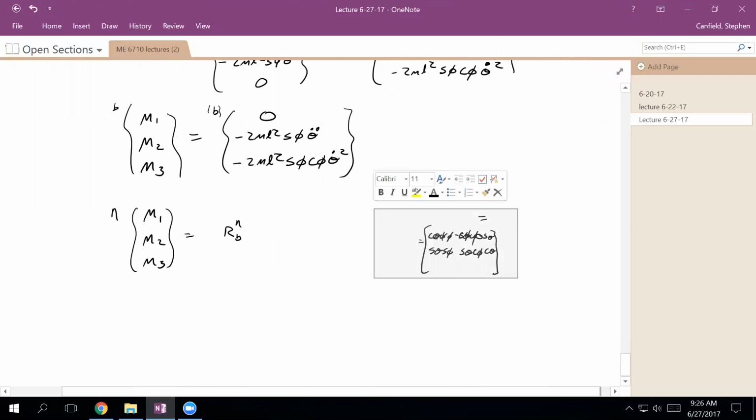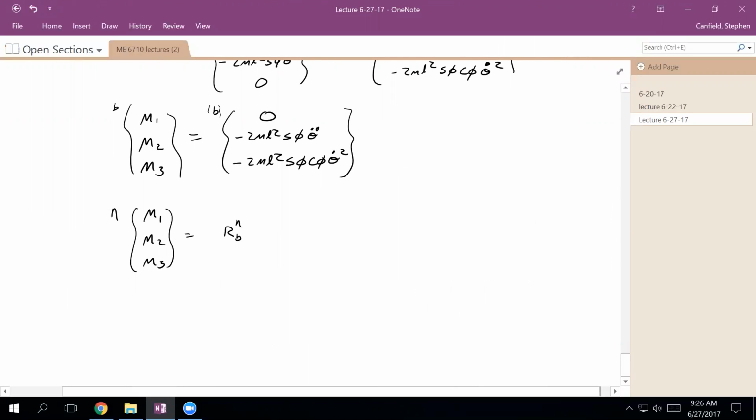Well, that's not copying for whatever reason. I've got the answer here. In the interest of time, you can do that multiplication.